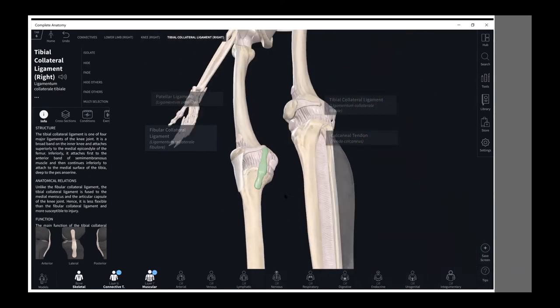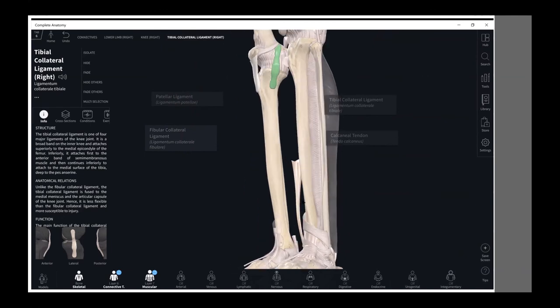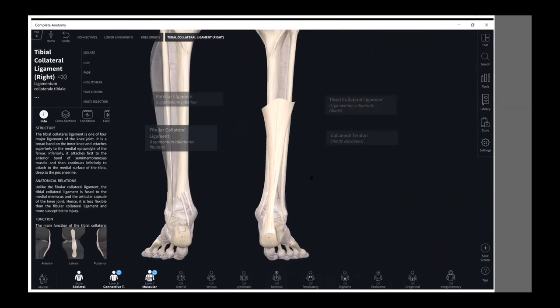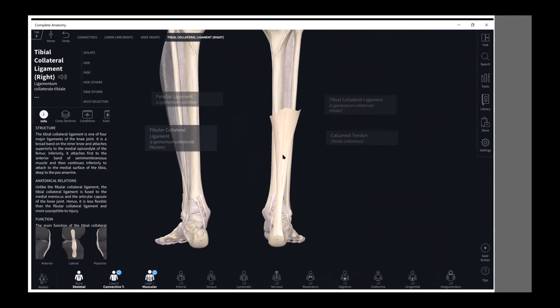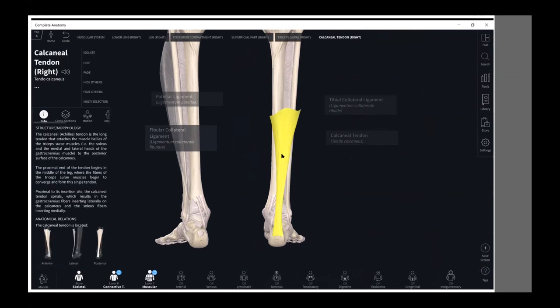And then lastly, let's look at the Achilles tendon, or the tendocalcaneus. So here it is, the long tendon that attaches the muscle bellies of the triceps surae muscles to the posterior surface of the calcaneus. The proximal end of the tendon begins in the middle of the leg, where the fibers of the triceps surae begin to converge and form this single tendon. Proximal to its insertion site, the calcaneal tendon spirals, which results in the gastrocnemius fibers inserting laterally on the calcaneus and the soleus fibers inserting medially.